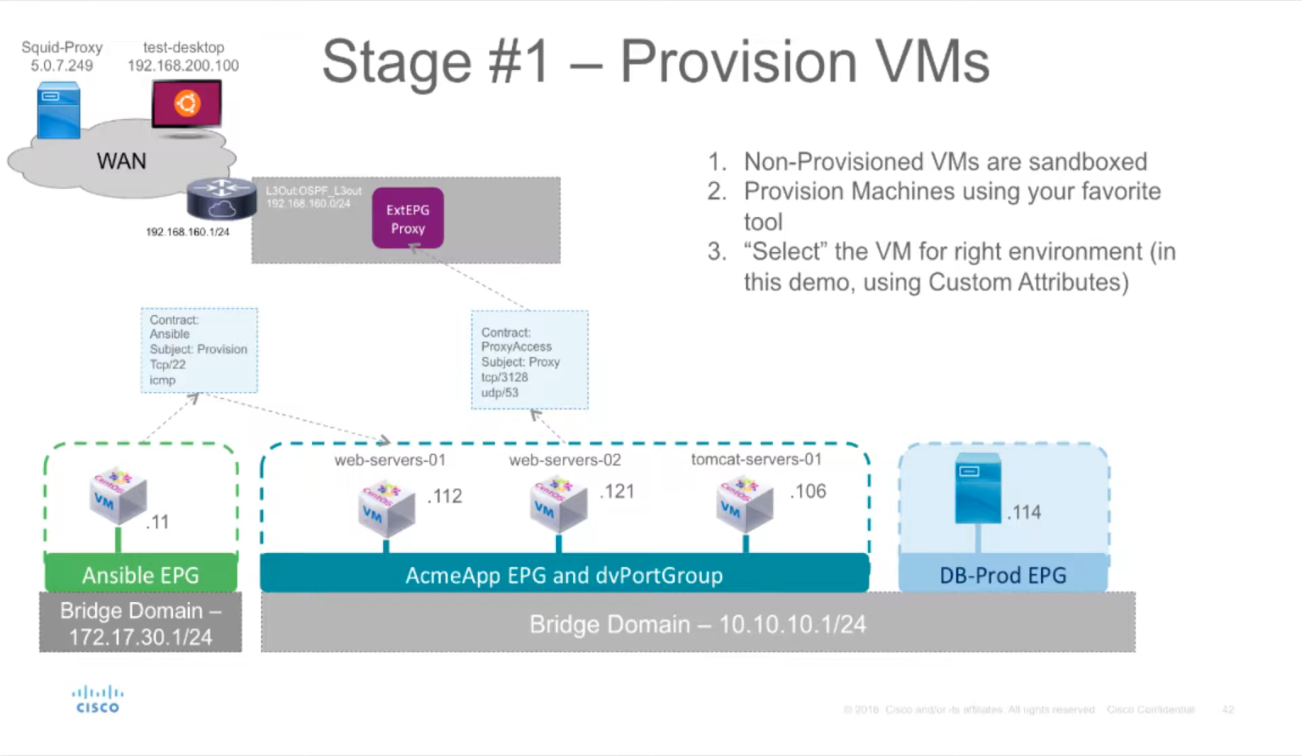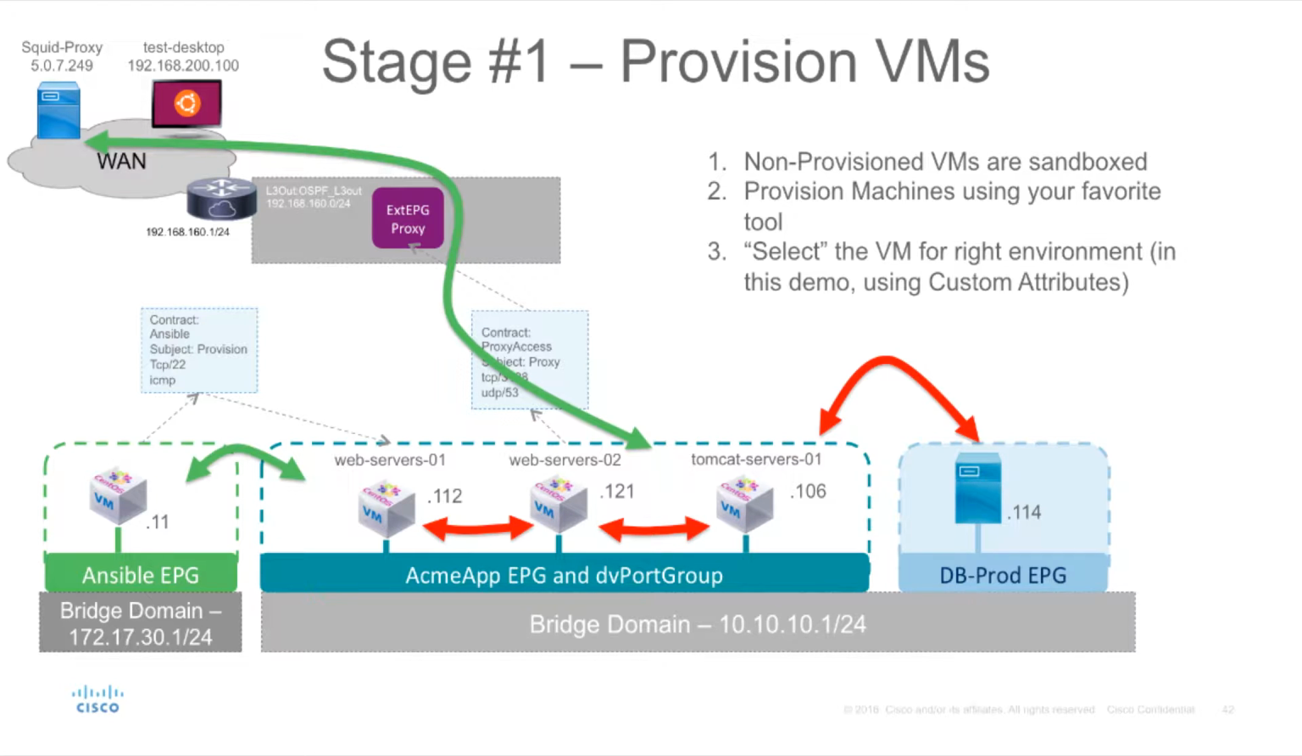Essentially, the virtual machines that are non-provisioned, web server 01, 02, and Tomcat server, will all be part of the same port group but still will be sandboxed. They will be able to connect to the proxy, and they will not be able to connect to the database, and they will not be able to connect to one another because they will be in an isolated EPG. All they have access to is the DHCP server to get an IP address and the required protocols and ports for provisioning purposes.